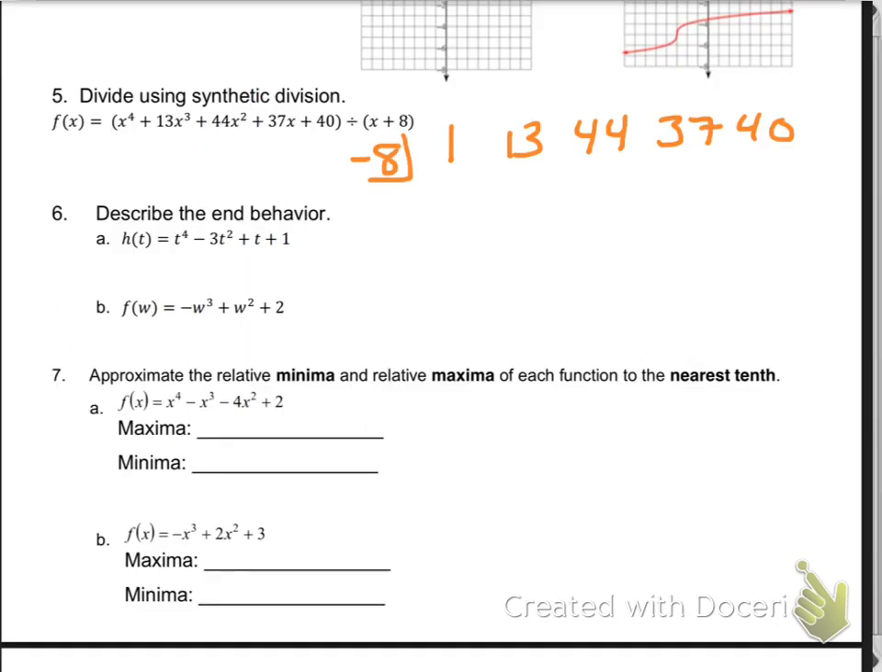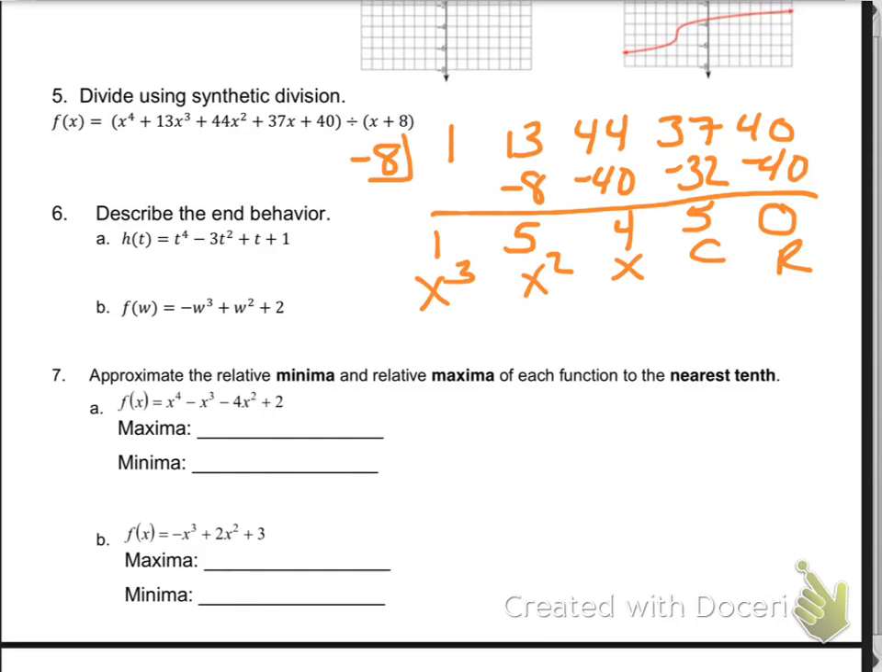Okay, so number 5 is synthetic division. Remember, because my degree is 4, I should have 5 numbers on the front line. 1, 2, 3, 4, 5. Because there's a good chance that the problem that we have on the test is missing one. All right, so I'm going to do synthetic division.